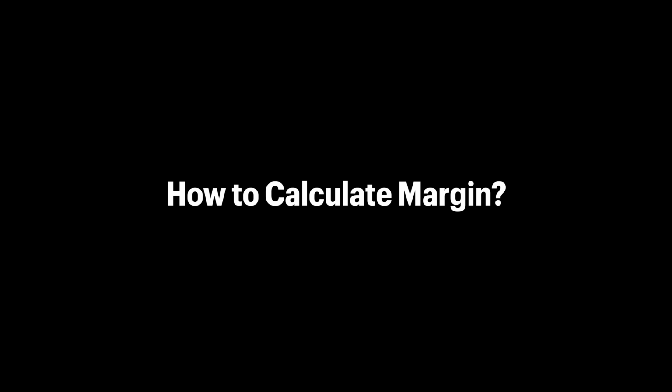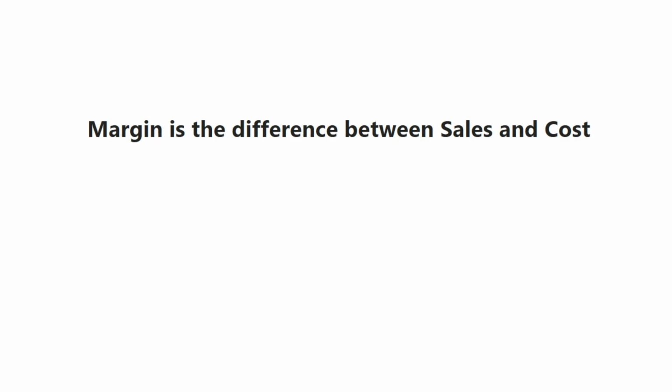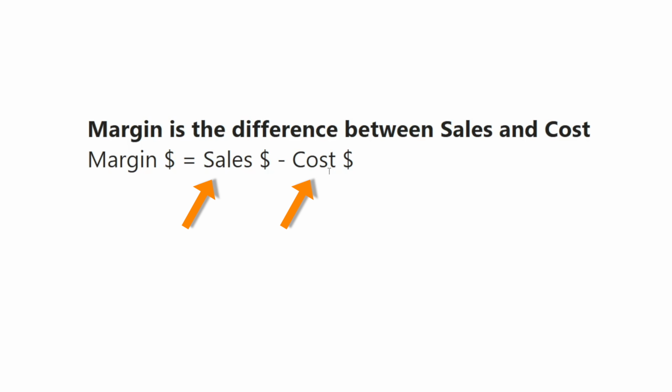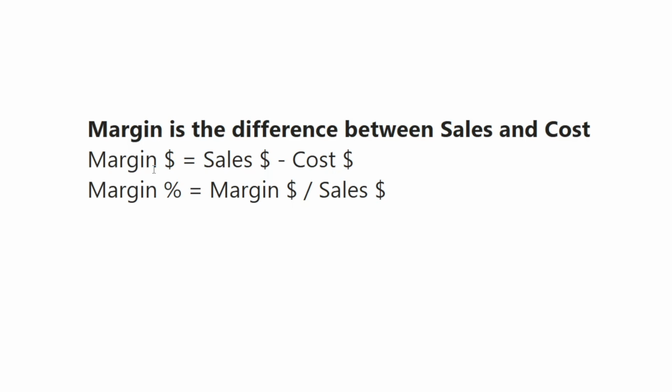Do you know how to calculate margin? Margin is simply the difference between sales and costs. So if you know your sales and you know your costs, sales minus cost is equal to margin. And margin percentage is the margin dollar, margin amount, divided by sales amount. And you can, therefore, derive margin dollar if you know the sales and margin percentage. Margin dollar is equal to sales multiplied by margin percentage. So this is margin basic calculation, just in case you are not sure how to calculate margin.